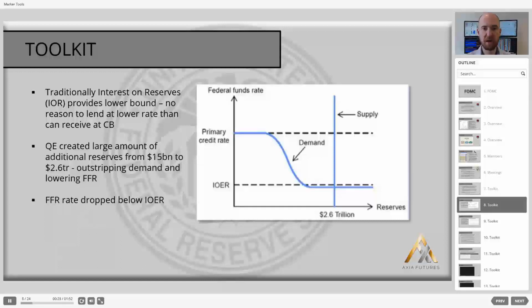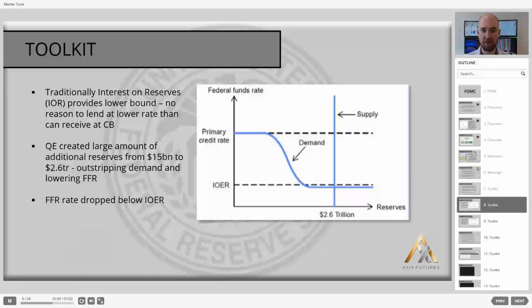However, with the advent of QE, this created so much more in terms of reserves at the Federal Reserve. So as you can see in the graph, the supply of reserves way outstripped demand, and so what happens is that the federal funds rate drops, the blue line, as those reserves increase. Those reserves increased from 15 billion up to 2.6 trillion. So this is banks taking on some of that QE money and depositing it at the Fed to earn that interest. So there's no reason for them to need to go out into the federal funds market to actually borrow a great deal of money.